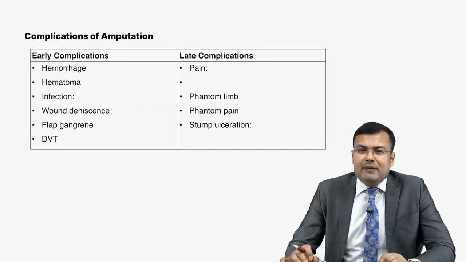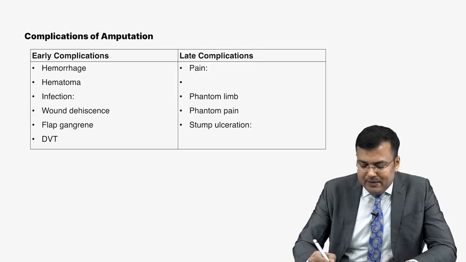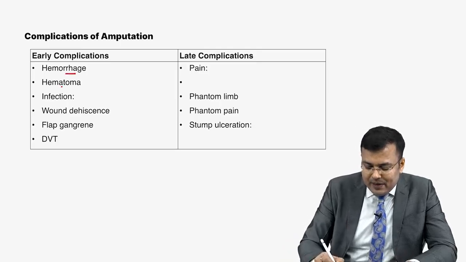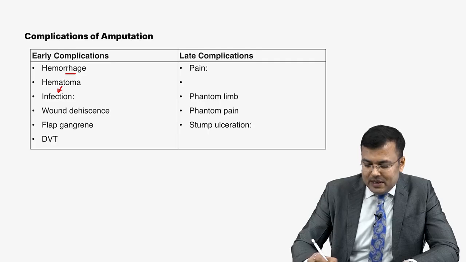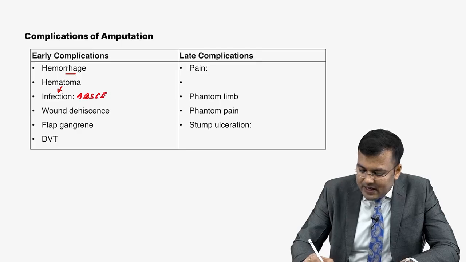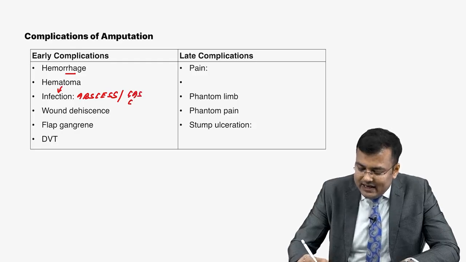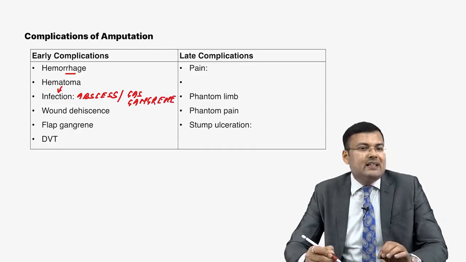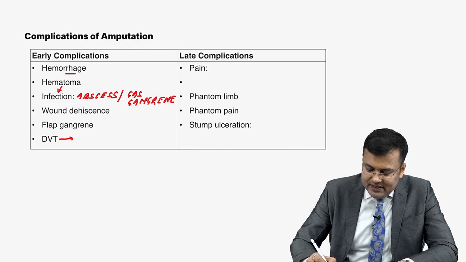Now see the complications of amputation, early and late. Early complications: there might be hemorrhage, and collection of hematoma. If there is collection of blood, that is hematoma, it can lead to infection. If not drained on time, it can lead to abscess. Sometimes if there is contamination by fecal matter, it can cause gas gangrene. There might be wound dehiscence, flap necrosis, and DVT, which can cause pulmonary embolism.